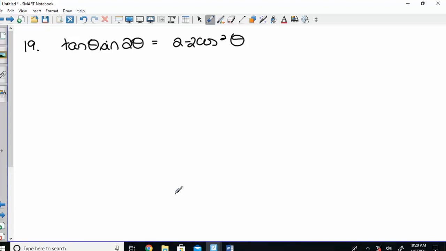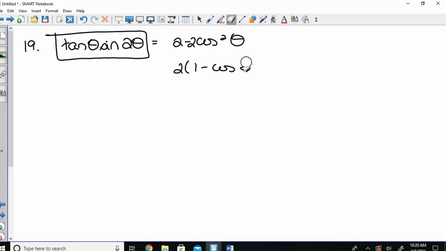Alright, which side do you want to box in? You boxed in the tangent? Okay. So, what can we do? Okay. And that leaves us with 1 minus cosine squared theta. What's 1 minus cosine squared? So we have 2 sine squared theta. Where do I go from here? That's where I got stuck.